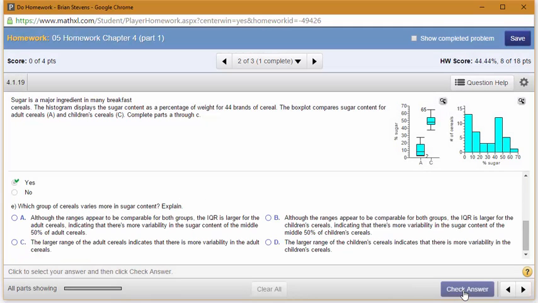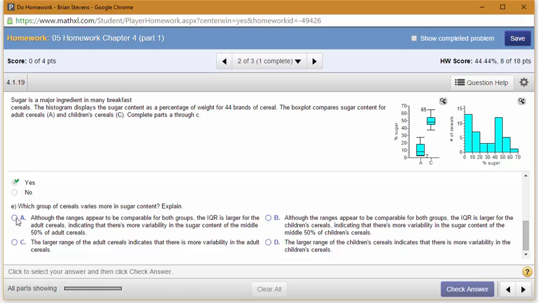Continue on to the last part. Which group of cereals varies more in sugar content? Okay. So looking at the adults over here, you can see the IQR is bigger for the adults, and the ranges are about the same. So look at the answers. Although the ranges appear to be comparable for both groups, the IQR is larger for the adults.